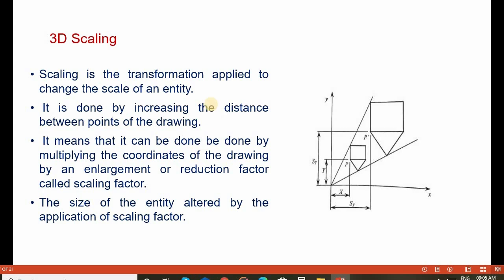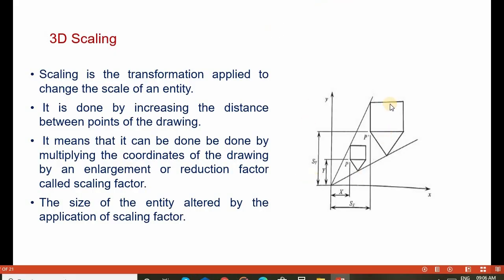It means that it can be done by multiplying the coordinates of the drawing by an enlargement or reduction factor, called the scaling factor. So we multiply the coordinates and we get the new enlarged or reduced object. That factor is called the scaling factor. The size of the entity is altered by the application of the scaling factor. The size of the object, image or entity can be enlarged or reduced by applying the scaling factor. So the scaling factor plays a very important role in the scaling process.